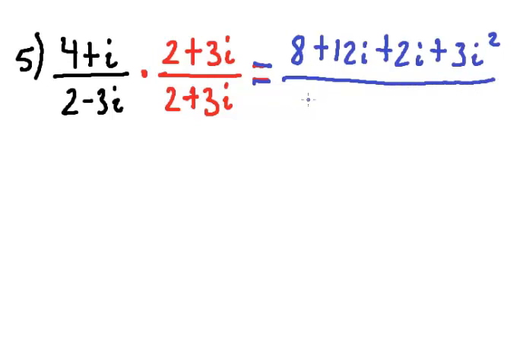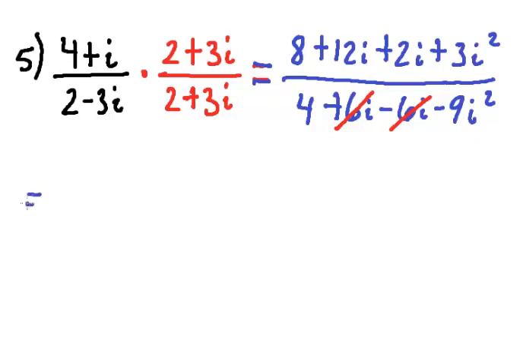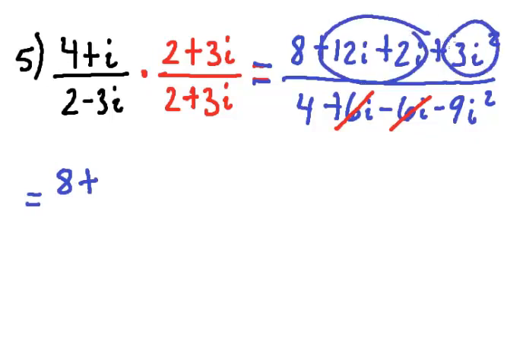Now let's see what will be the answer down. 2 times 2 gives 4. 2 times 3i gives positive 6i. Negative 3i times 2 gives negative 6i. And negative 3i times 3i gives negative 9i squared. Now, the positive 6i with the negative 6i are going to cancel with each other because 6 minus 6 is 0. So we just continue here, and up it will give us 8 plus 12i plus 2i. Those two are like terms. This one is not because it's i squared. So those like terms, I'm going to add them.